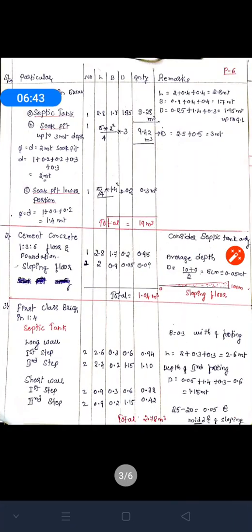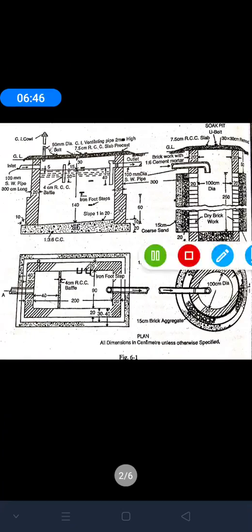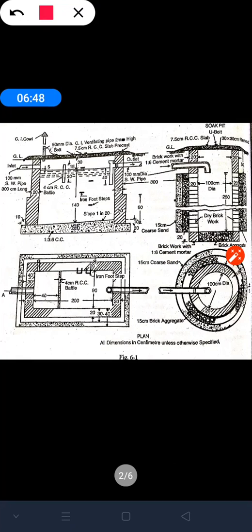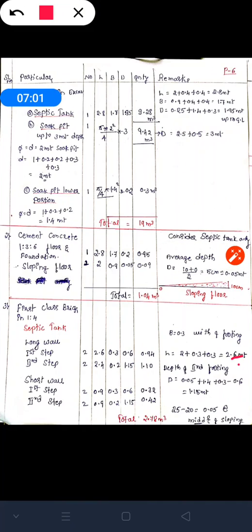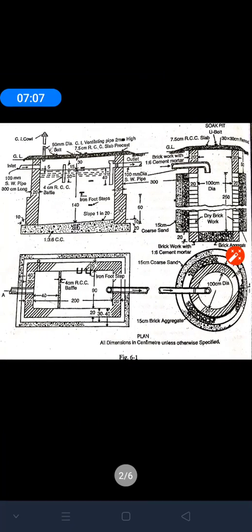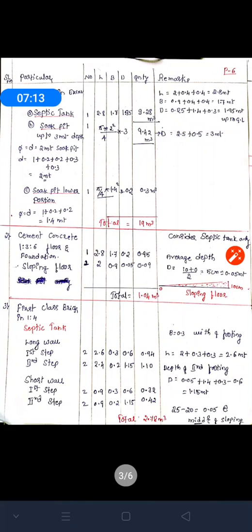First I will consider the length of the long wall. So in this drawing, from inner to inner length is 2 meter plus wall thickness 0.3 plus 0.3. Then the length is 2.6 meter. Here you can see the 2.6 meter length, the breadth is the wall thickness 0.3, and the depth is 0.6 meter. That is the first footing depth, 0.6 meter from edge to edge. Okay, that is about the long wall, first step.